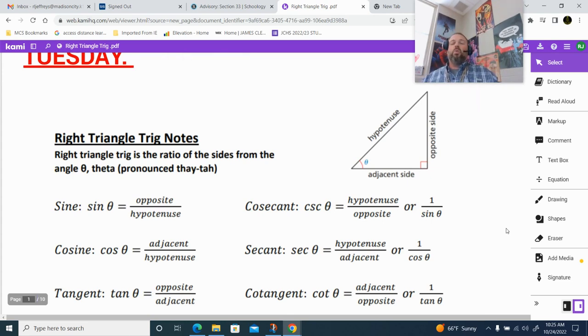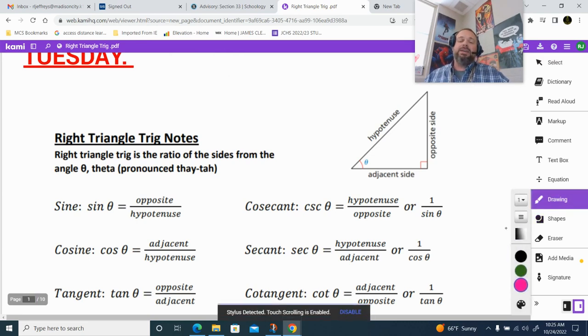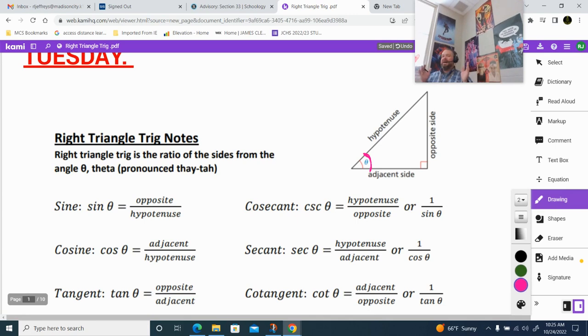Now, when we're saying from theta, I don't know if anybody's ever taught y'all this, so I'm going to. We're saying from this perspective. Like if I'm in this corner back here, my opposite and my adjacent is a lot different than if I was in that corner over there. So you're looking from that angle.